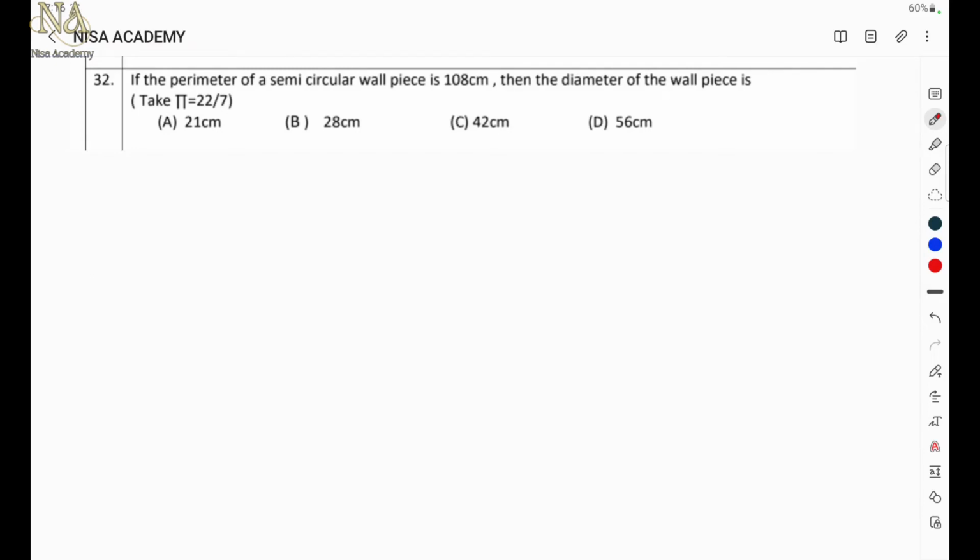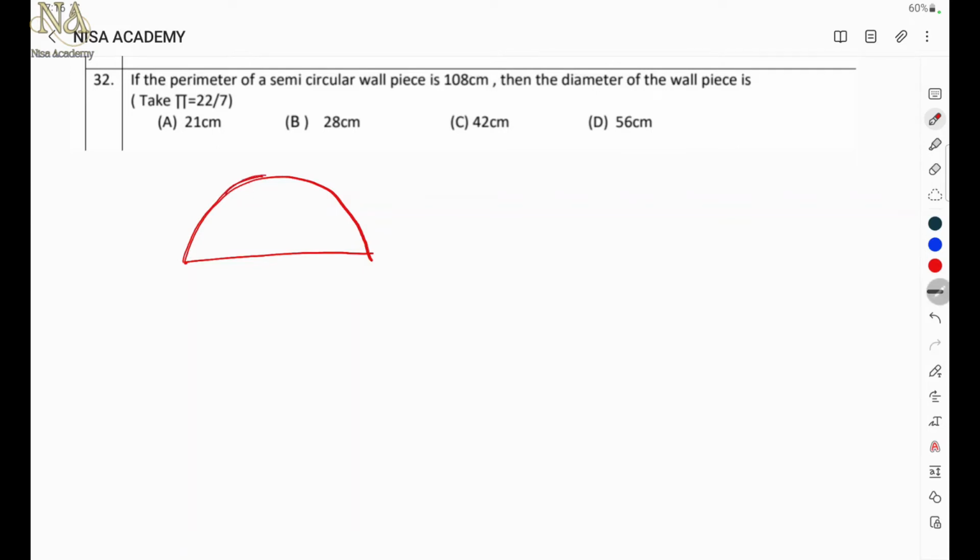Question number 32. If the perimeter of a semicircular wall piece is 108 centimeter, then the diameter of the wall piece is. Now, what is a semicircle? We know when a circle is cut along the diameter exactly in half, that is called a semicircle. See here, this is a circular wall. And we have been given that the perimeter, which means the circumference, of the semicircular wall is 108.